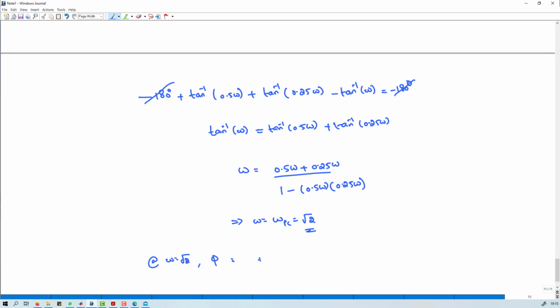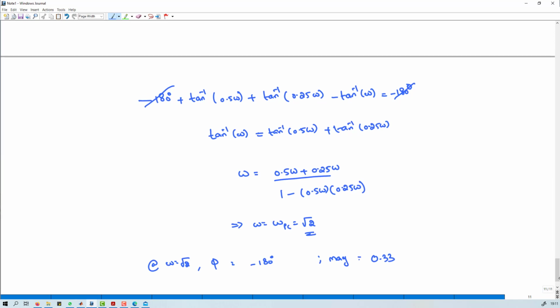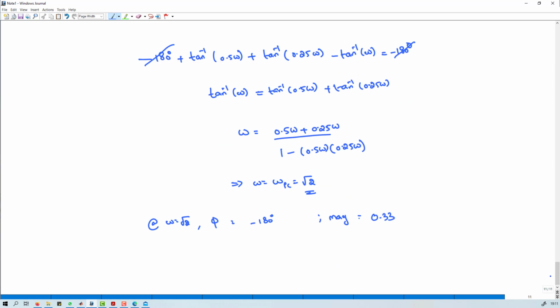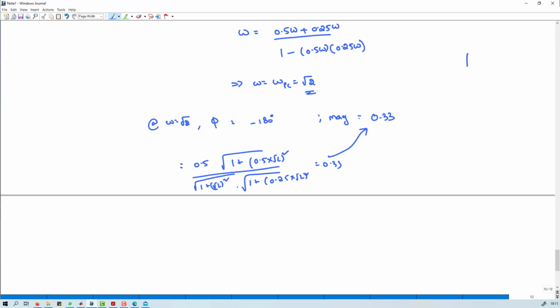So for phase, minus 180, and magnitude is 0.33. How do I get the magnitude 0.33? Let us calculate this. Okay. So at omega is equal to root 2, 0.5 into square root of 1 plus 0.5 into root 2 whole square, divided by square root of 1 plus root 2 whole square into square root of 1 plus 0.25 into root 2 whole square. So you will get 0.33.